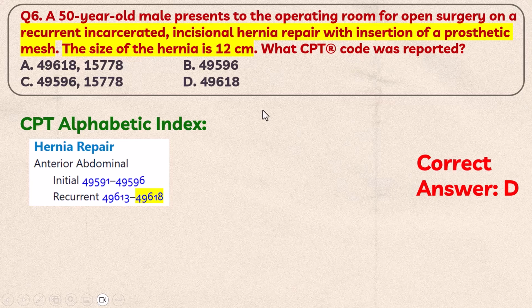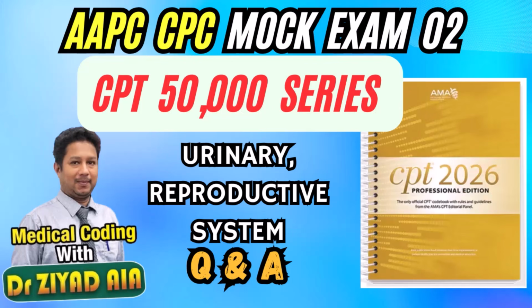So this is the end of this part. Chapter 11, CPT 50,000 series. This series includes the surgical procedures to the urinary system, male and female reproductive system, and maternity care and delivery. So there are 6 questions. Let's start. Question number 1.